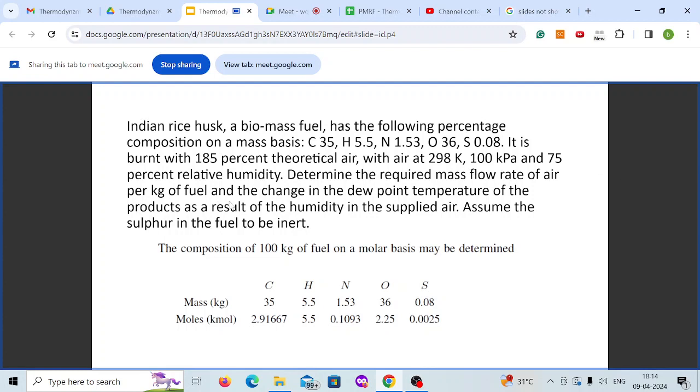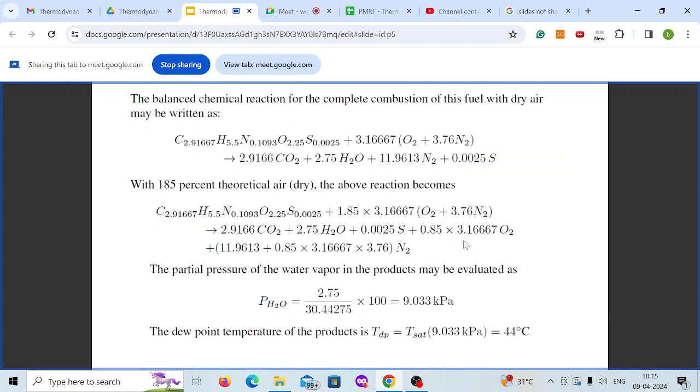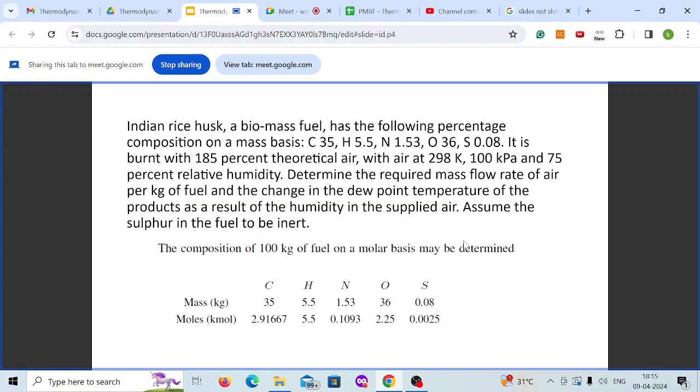So we need to find how much air is required stoichiometrically, and then the change in dew point temperature because of the humidity, and assume the sulfur in the fuel to be inert. So here nitrogen and sulfur both will be inert. The composition of 100 kg of fuel on a molar basis is given in the table. So we'll see how to solve this.